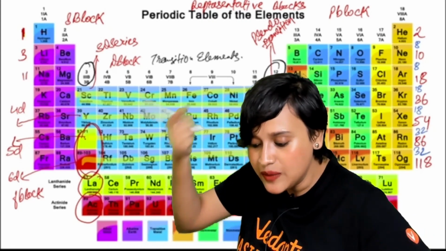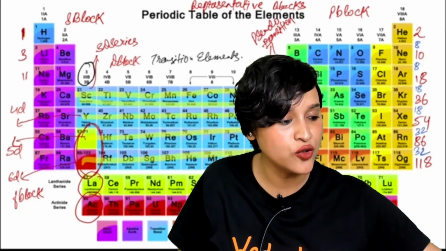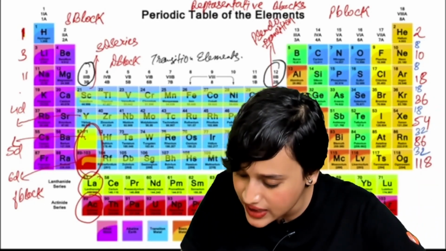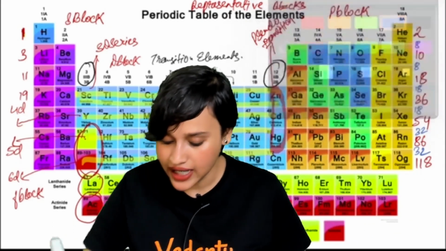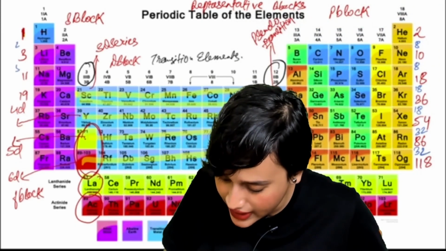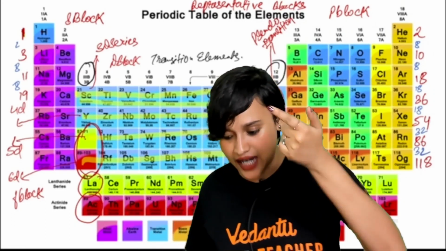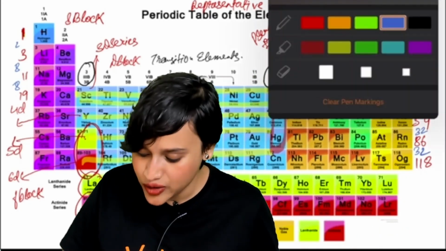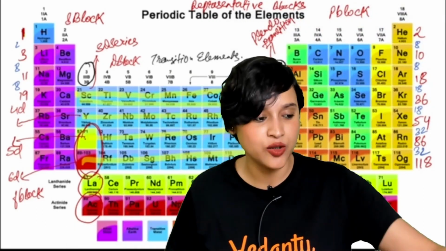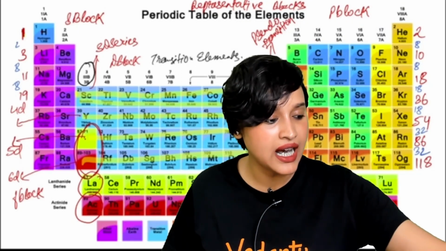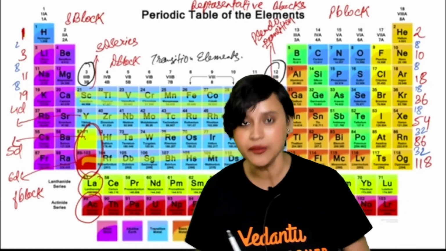11 plus 8, what do you get? 19, which is nothing but potassium, right? So what are the things that we have added? We have added 2 here, 8 here, 8 here. So 8, 8 is done. Now you will have to add 18. So 19 plus 18, how much will you get? 37, which is nothing but rubidium, correct?